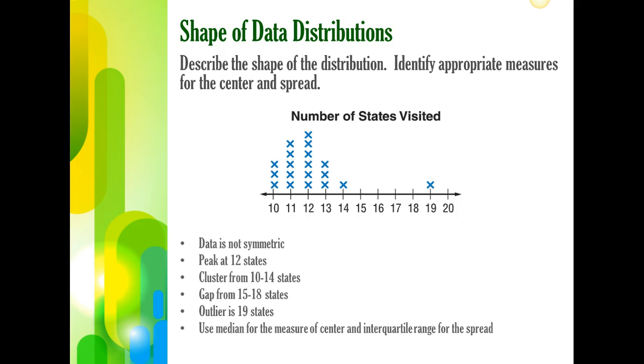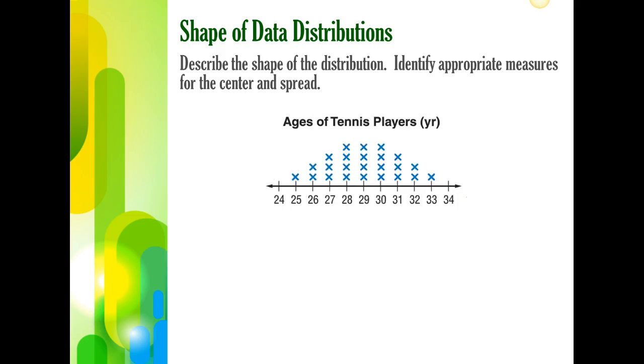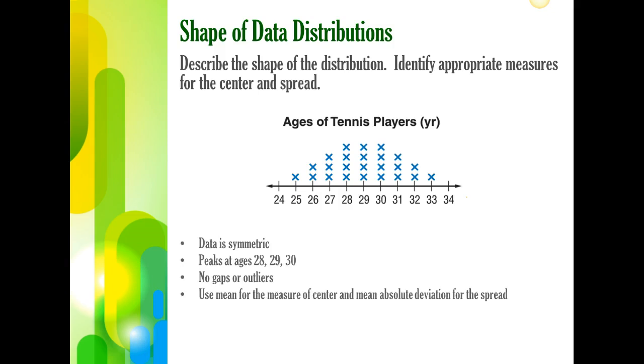Let's take a look at another example. Let's describe the shape of this distribution and identify appropriate measures for the center and spread. In this example, the data is symmetric. If we draw a line right down the middle, we can see that the data is evenly distributed between the left and the right side of that line. They're a mirror image of each other.